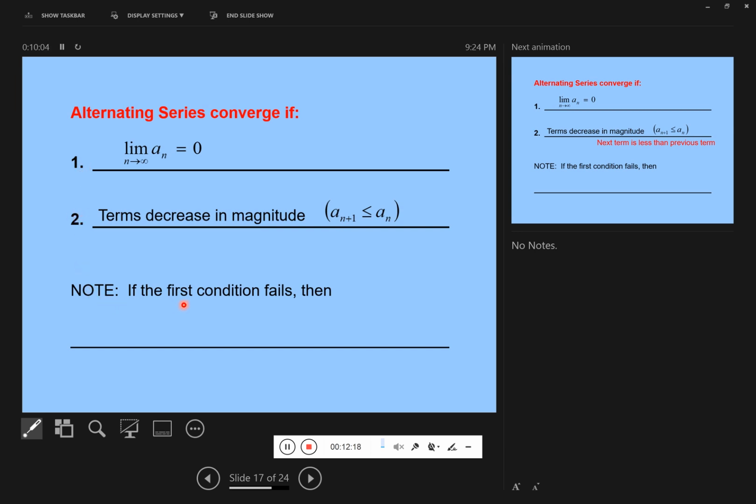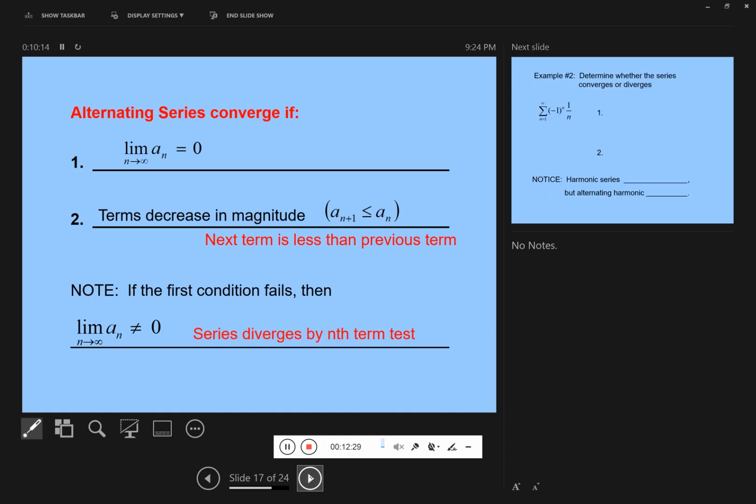Because think about it, if the first condition fails, you don't even have to go on to the second one, because if the first condition fails, then if the limit doesn't equal 0, it's an automatic diverge, right? Because of the nth term test. So if the question is, does this alternating series converge or diverge, and you show that number 1 is not true, you're done, right? Because both of them have to be true in order for this to work.